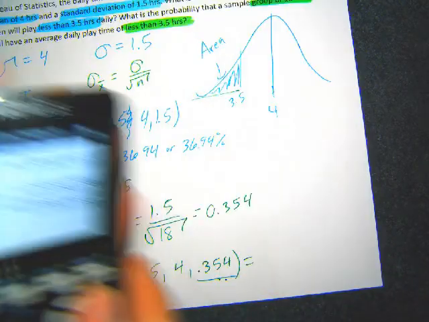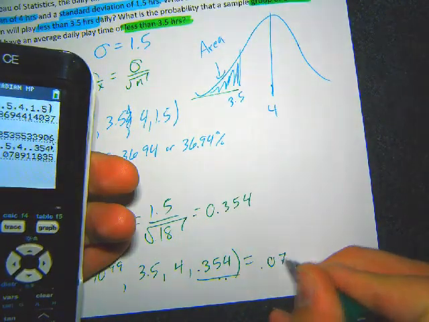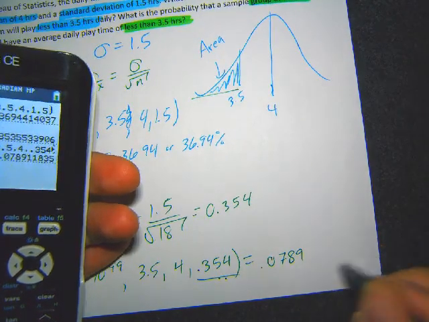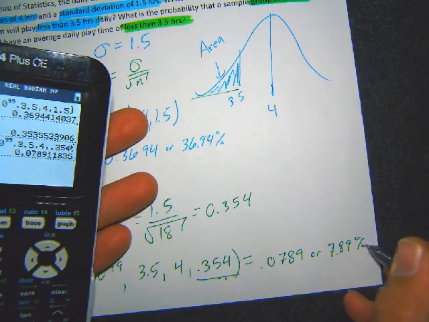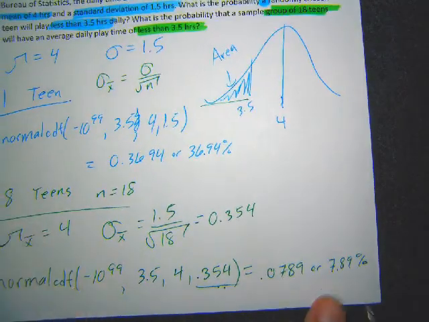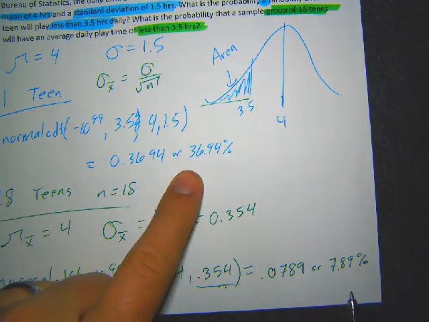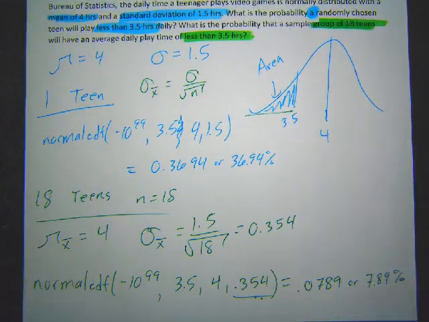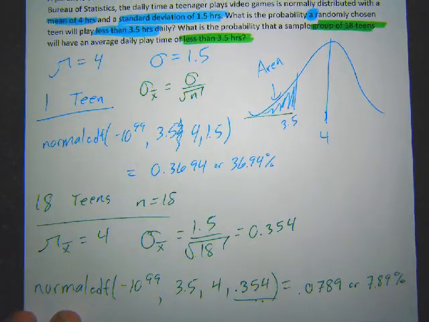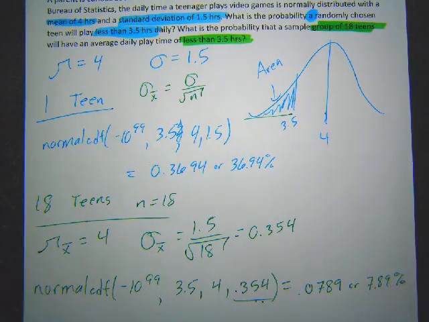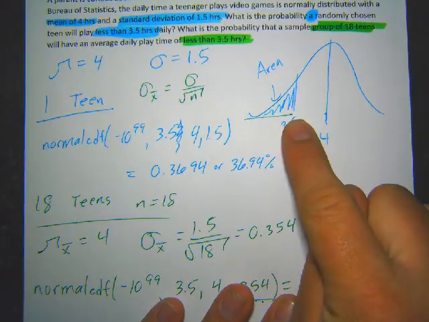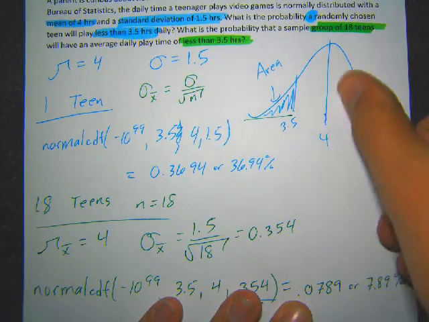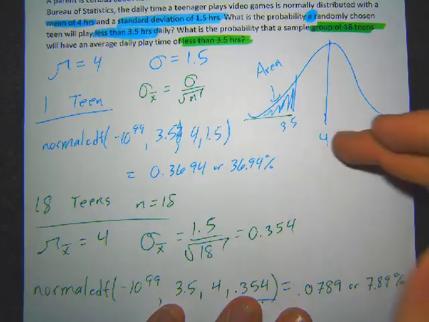So I get 0.0789, I guess if I go enough decimals, or 7.89% if you turn it into percent. And you can see that's a lot smaller percent, 7.89% versus 36%. And the difference is, when you have 18 people in the group, what's the likelihood that the group is going to be way under average? Because this is 3.5 hours instead of 4 hours. If average is 4 hours, my group is going to be probably a lot closer to 4 hours.